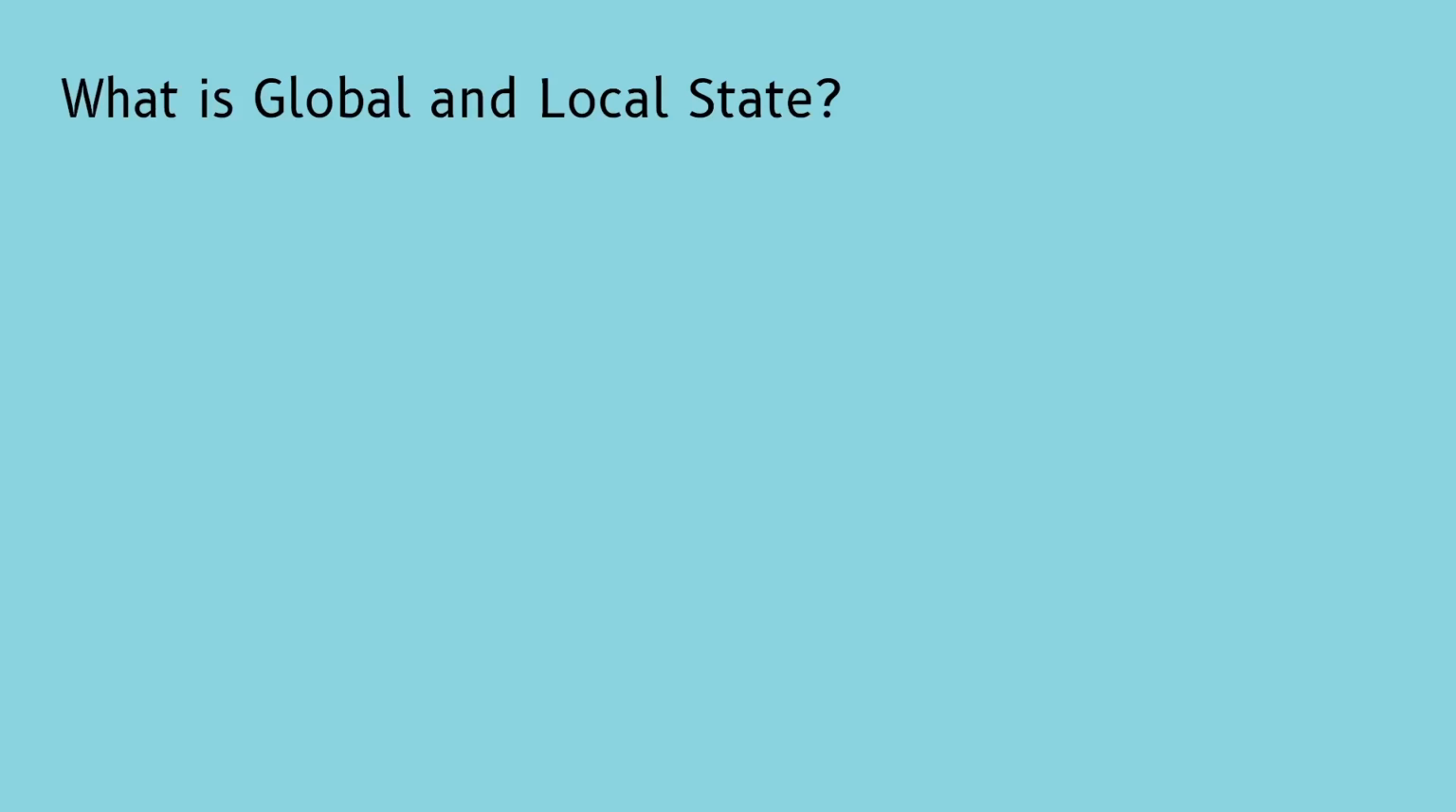In this video, I'll be explaining what global and local state is, how it works, and when you should use it. What is global and local state? Global and local state is the primary way to store data with a smart contract, although it does come with some limitations with regards to the amount of data you can store.